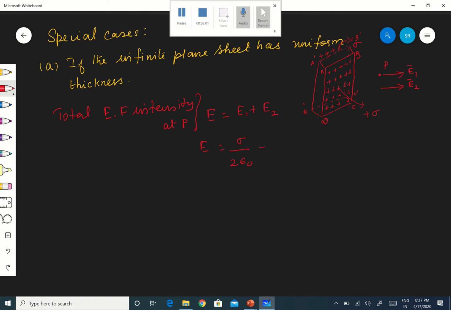Therefore whether E1 or E2, the magnitude will be the same, because the only difference is the thickness of the sheet. Correct? It is not going to matter, because it is independent of the perpendicular distance of the point from the sheet, as we have seen now. Therefore E equals sigma by epsilon naught. Due to a thick sheet of charge it means sigma by epsilon naught. Are you following? Right. This is the electric field intensity due to an infinite plane sheet having some thickness.